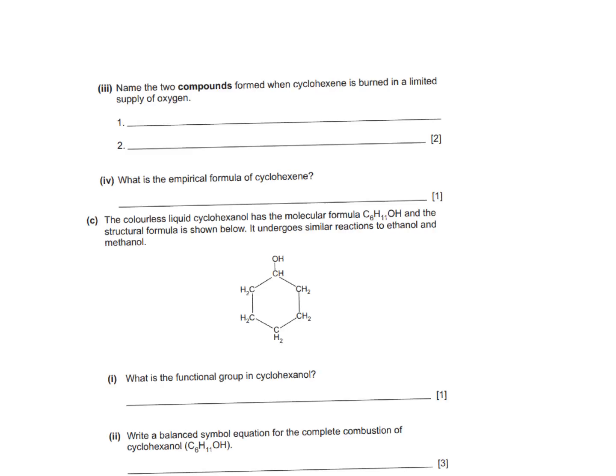When cyclohexene is burnt in a limited, okay, this one's different now to before. It's a limited supply of oxygen. So this time we get carbon monoxide instead of carbon dioxide and water.